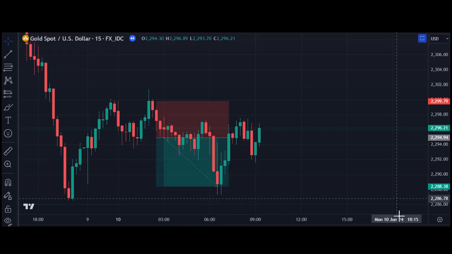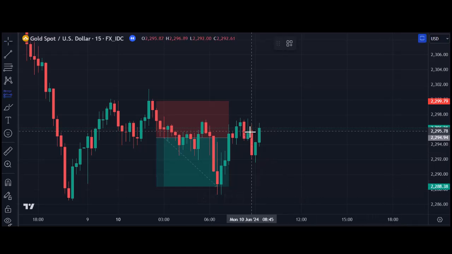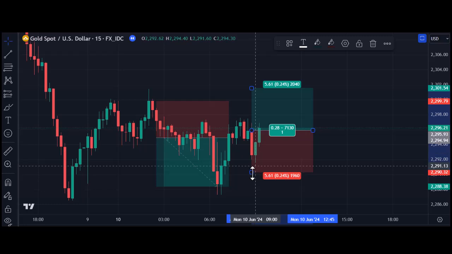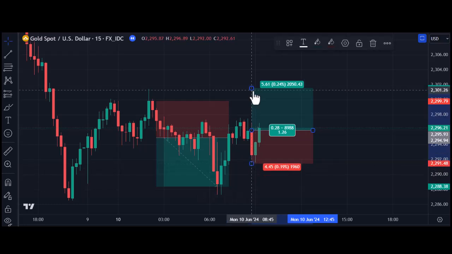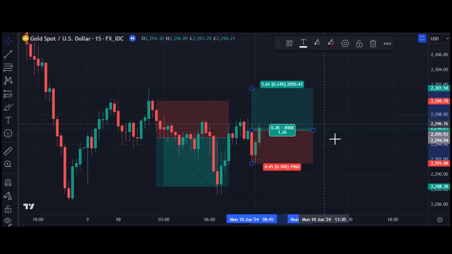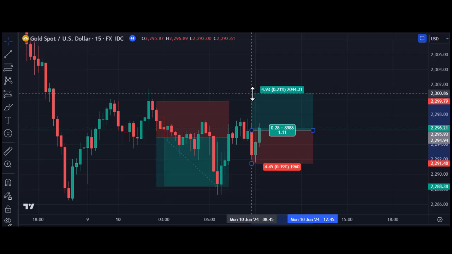Okay, good. So at this time, let's put in a buy. I put in a buy here, and put your stop loss here, and we're just expecting just 20 pips. And that 20 pips should be this point.